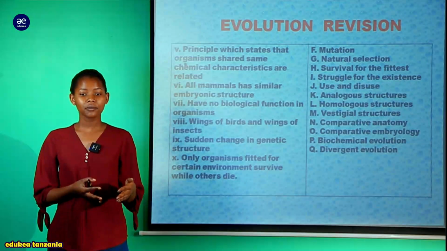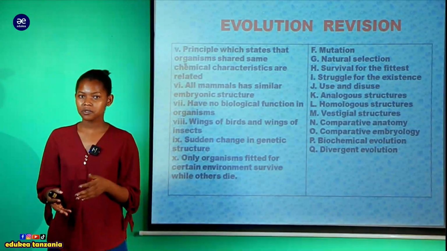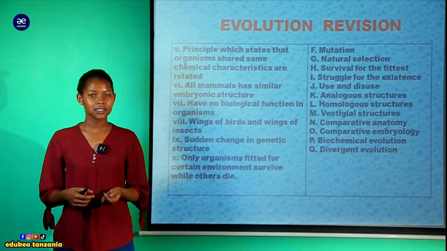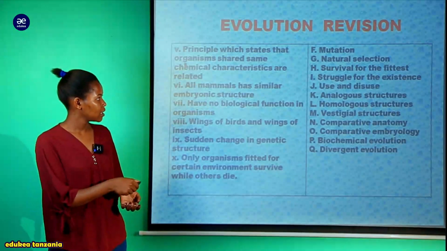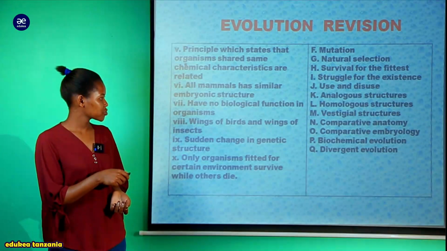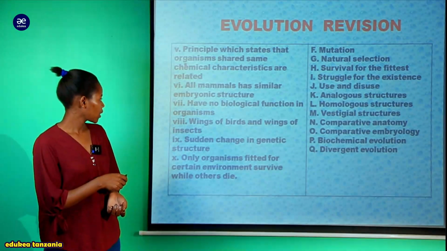Unaona the way ambavyo ukisoma the premises and response ama column A na B, unakuwa rahisi kupata majibu ya swali kabla hata hujaenda kusoma tena katika column. So the answer here is all about vestigial structure, M.